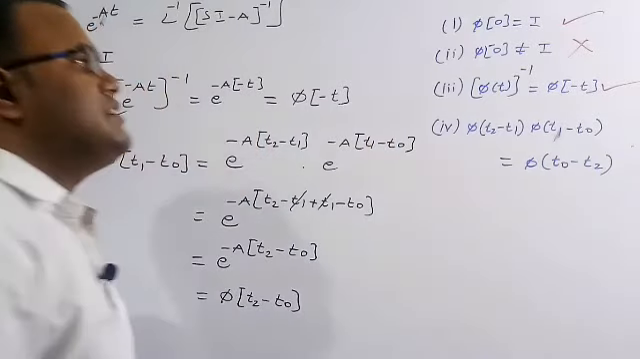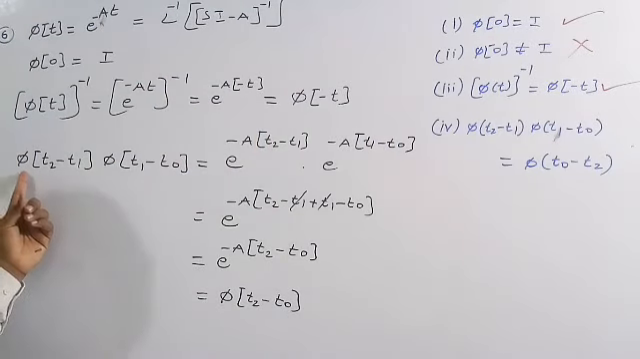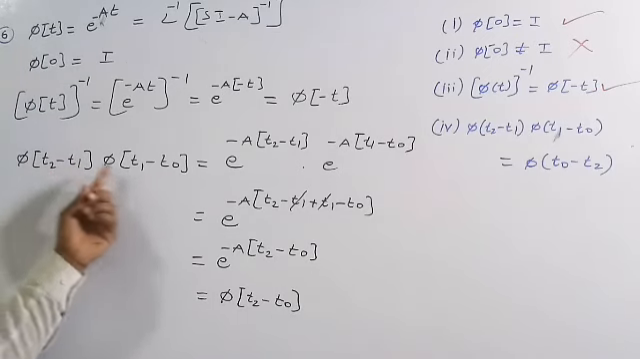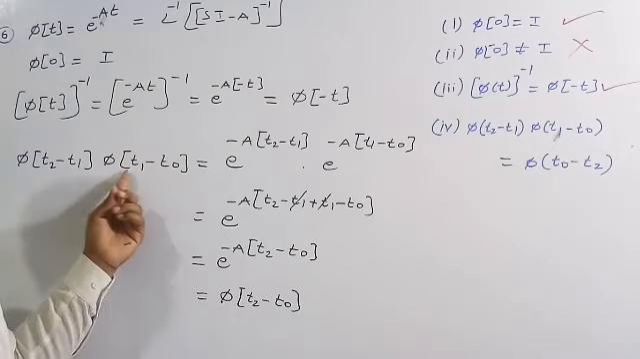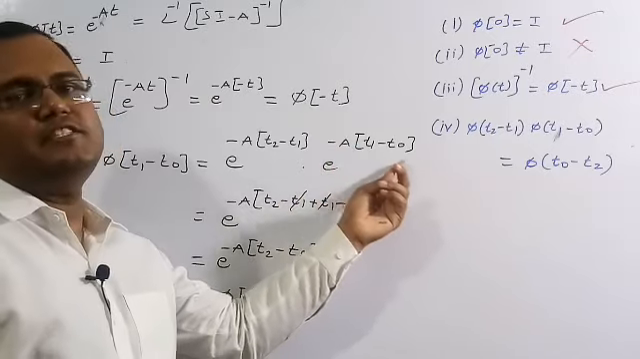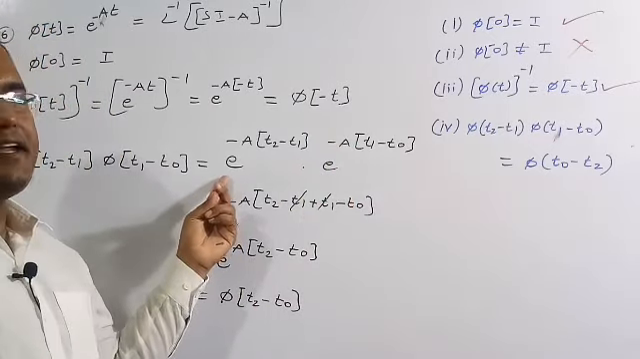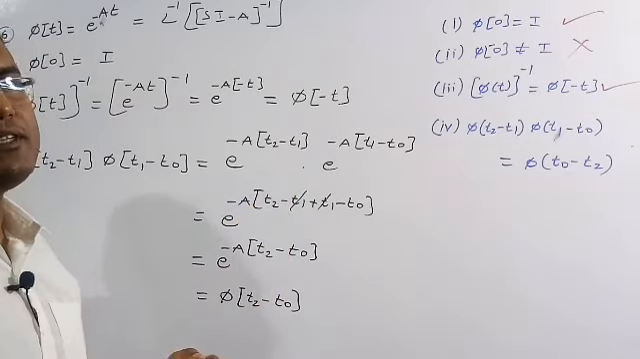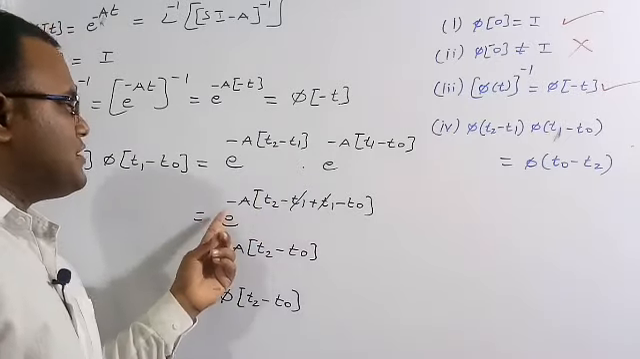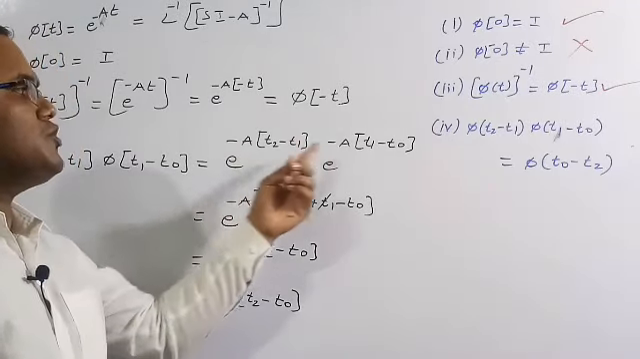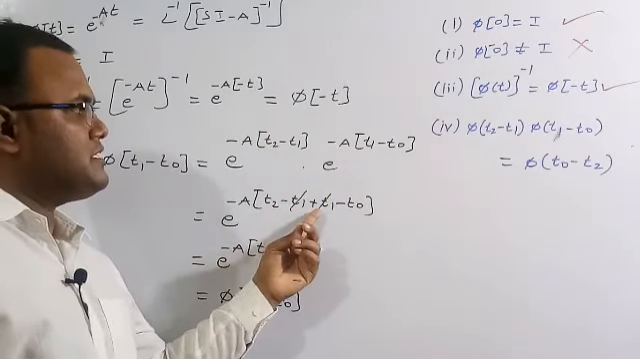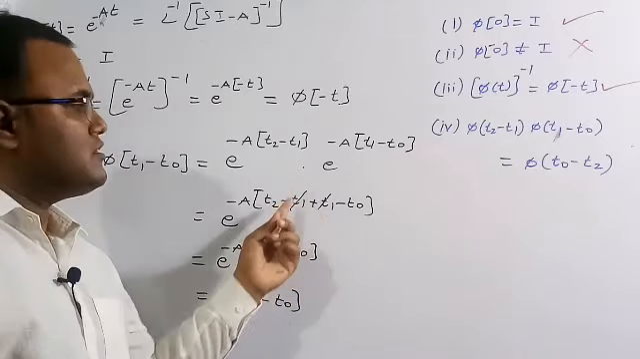So now I am going to check the fourth expression. The fourth expression is phi of t2 minus t1 into phi of t1 minus t0. In place of t I am going to keep t2 minus t1, and similarly in place of t I am going to keep t1 minus t0. So e to the power of minus A into t2 minus t1, into e to the power of minus A into t1 minus t0. Now e to the power of m into e to the power of n is equal to e to the power of m plus n. So now I am going to add the exponent parts. e to the power of minus A is common in these two exponents. So the remaining terms I need to add: t2 minus t1 plus t1 minus t0. The common term is t1, and they are going to get cancelled.